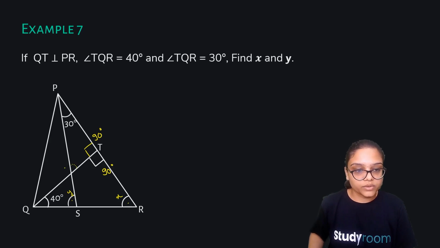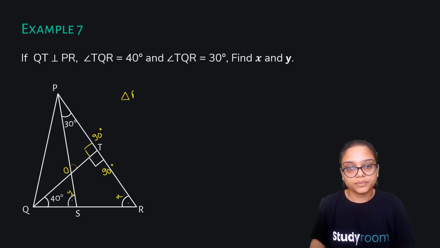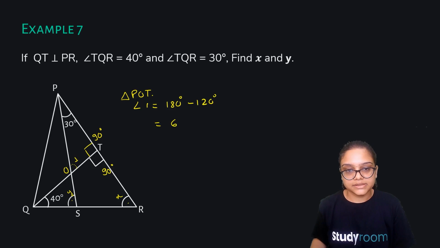How? Because I'm taking triangle POT. I'm naming the angle as 1. Angle 1 is equal to 180 minus 120, which is 60. So this is angle 2. Suppose this is 1, so this will be 2. And angle 1 is equal to angle 2.